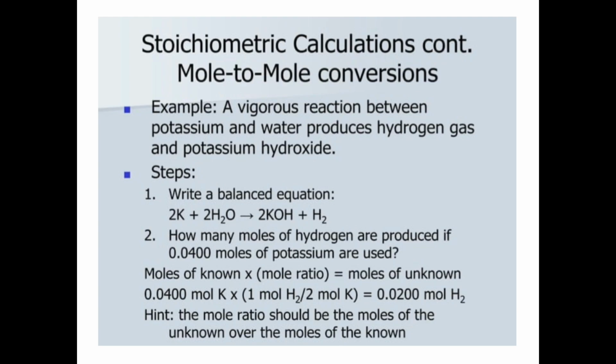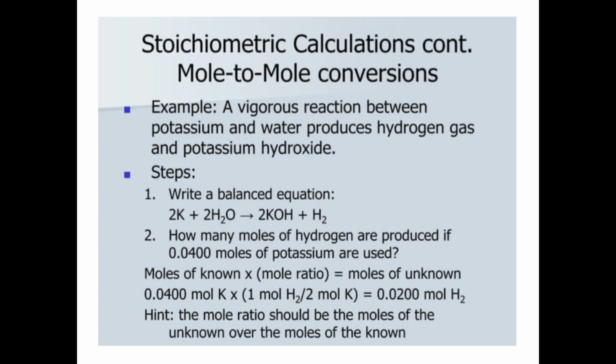Since you are dealing with potassium and hydrogen, from that equation, 2 moles of potassium when reacted with water gave 1 mole of hydrogen. So therefore 0.0400 moles will produce X mole of hydrogen. So if 2 moles of potassium is equal to 1 mole of hydrogen, then 0.0400 mole of potassium is equal to X mole of hydrogen.